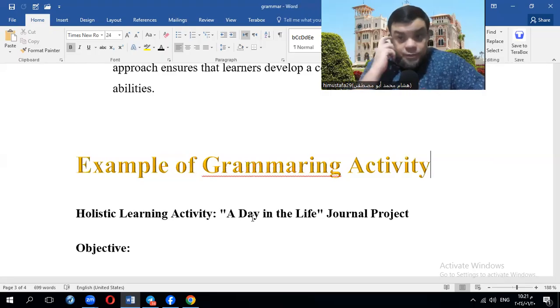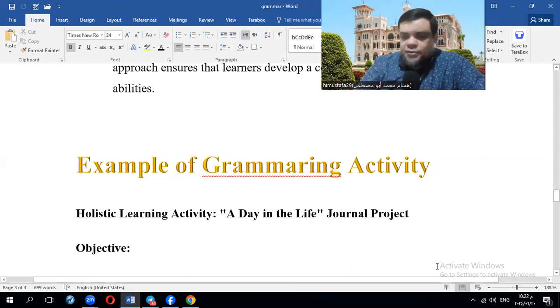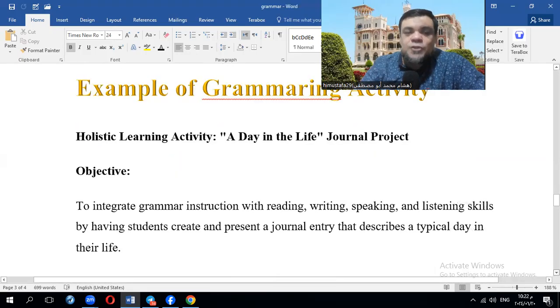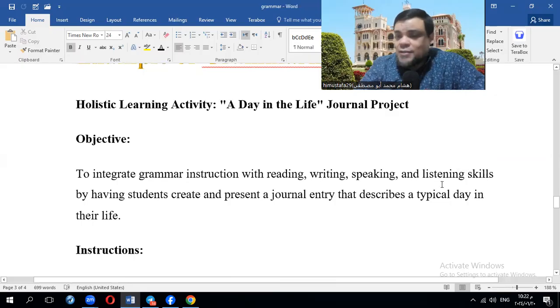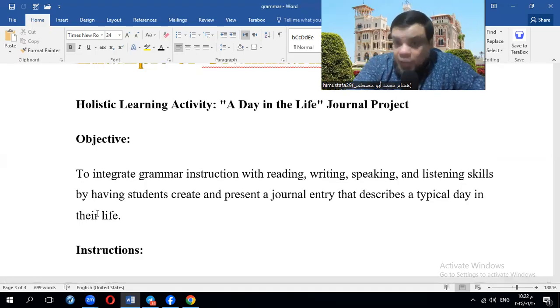So after teaching a grammar lesson, you are going to ask your students to do this activity. A day in the life, a day in your life, okay? Journal project. It's like diary writing. Objective. What is the objective of this activity? To integrate grammar instruction with reading, writing, and listening skills by having students create and present a journal entry that describes a typical day in their life. So this is the objective of this project, okay?